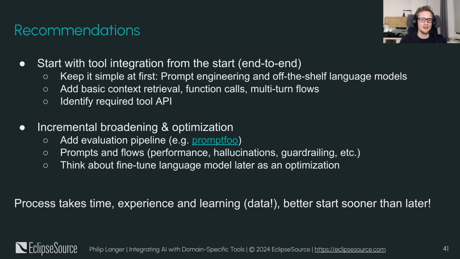So first of all, I would really like to encourage you to start with your tool integration for your tool from the start, end to end. You should keep it simple at first. Start with basic prompt engineering and off-the-shelf language models, and add maybe basic context retrieval, function calling, multi-turns wherever necessary. But it's super crucial to start as early as possible, because this helps you to identify the required tool APIs very soon. This helps you to gain experience and learn which data you actually need. You can collect data from your users so that you can incrementally broaden and optimize your AI capabilities.